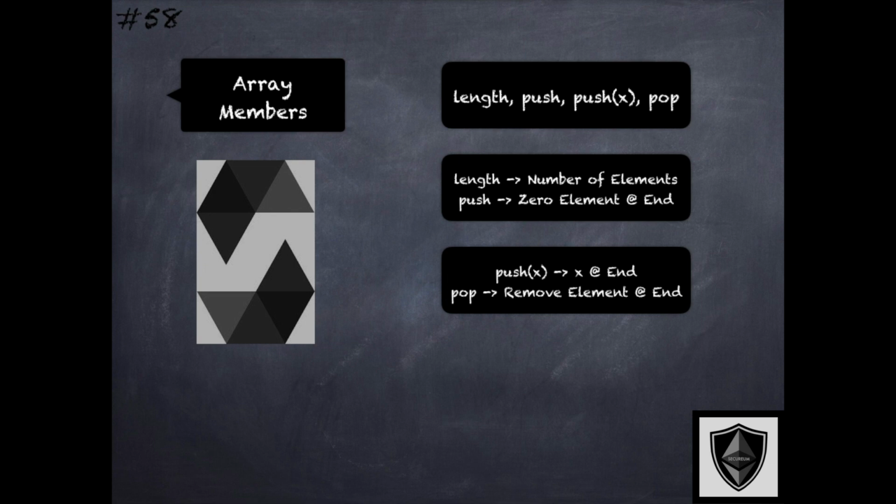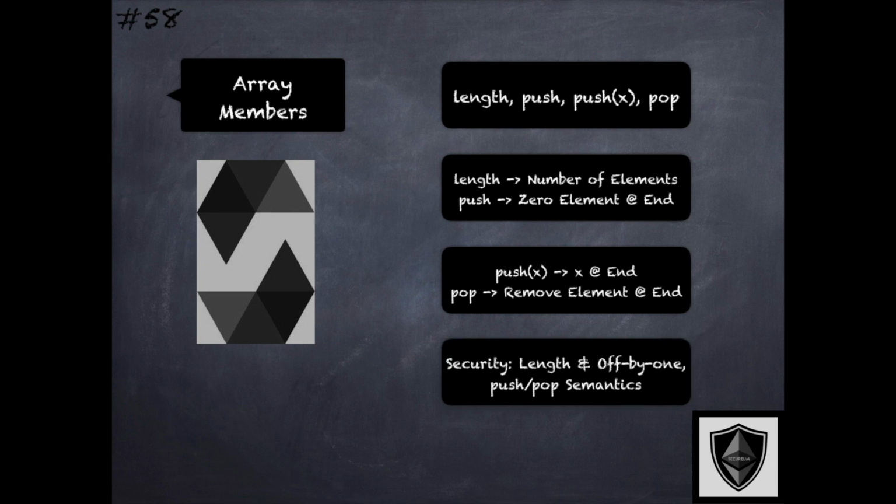Pop, on the other hand, removes an element from the end of the array and implicitly calls delete on that removed element. These are again very similar to other programming languages that you would be familiar with. And from a security perspective, the things to be paid attention to are again the length of the array that is being considered in the context of indices being zero based, and any off by one aspects of accesses that lead to failing assertions. Push and pop semantics need to be considered correctly in the context of the smart contract logic.